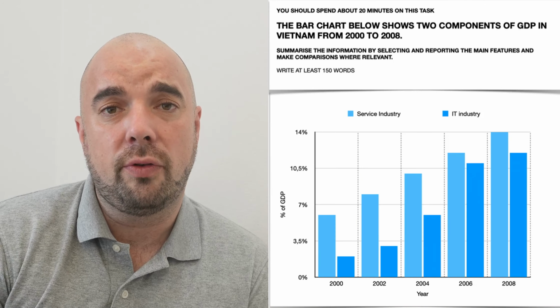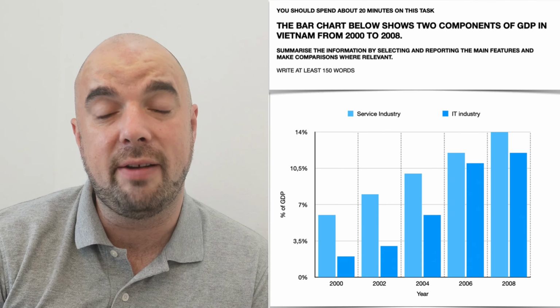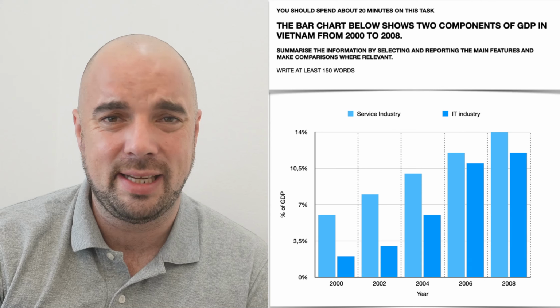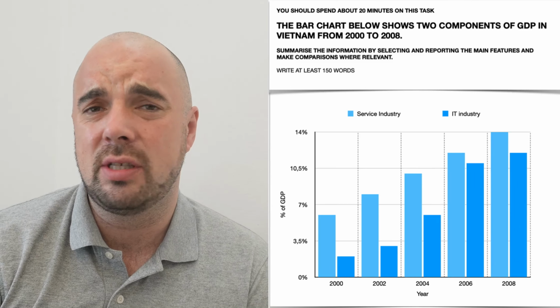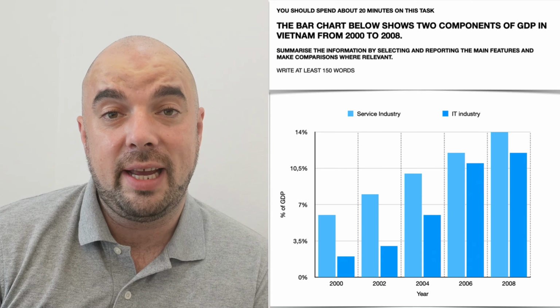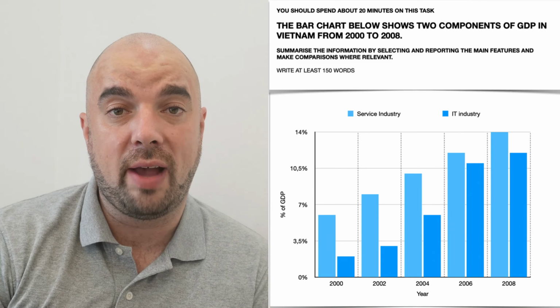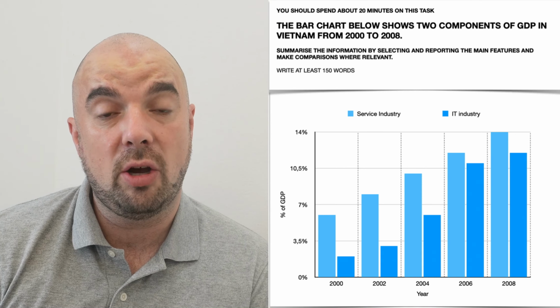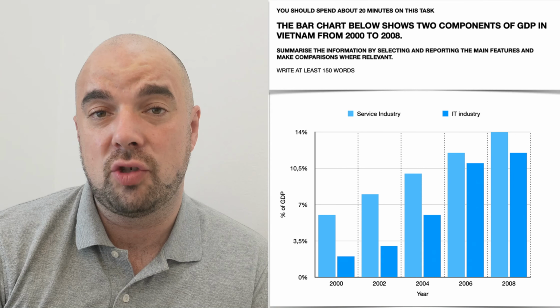Okay, let's have a look at a bar chart. The bar chart below shows 2 components of GDP in Vietnam between the years 2000 and 2008. So what are the main features that we can see here? Well, we can see that both the service industry and the IT industry are going up over time. We can see that the service industry goes up steadily over time, whereas the IT industry goes up with a bit more fluctuation.